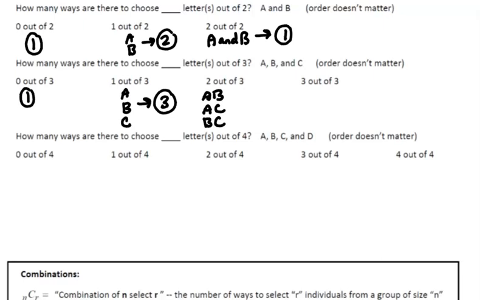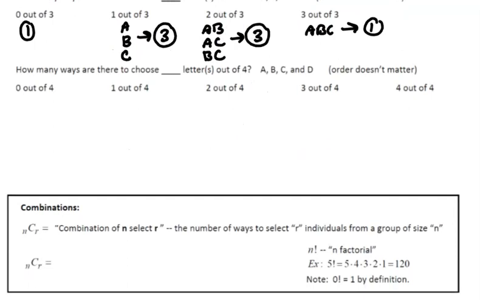Remember, order doesn't matter, so it doesn't matter whether I get a B and an A or an A and a B, it's the same thing. So once again, there's 3 different ways to get 2 out of 3. How about 3 out of 3? I reach in my hand, I get 3 letters. I'm going to get these 3 letters, A, B, and C. One possible way to do that.